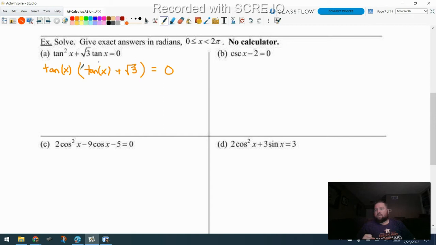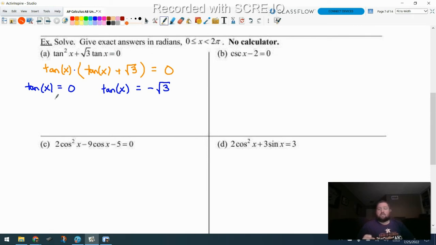All right. We apply the zero product property, which means that we can take our two factors and set them equal to 0 separately. And for this one, I'm going to go ahead and subtract my square root of 3 over. So I get negative square root of 3 there.